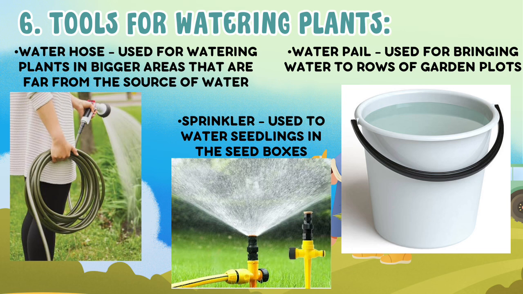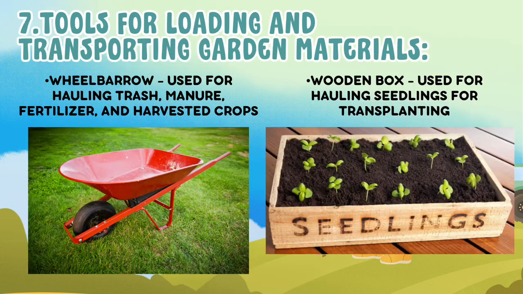For number 6, we have tools for watering plants. Number 1 is water hose, used for watering plants in bigger areas that are far from the source of water. Number 2 is water pail, used for bringing water to rows of garden plots. And lastly, sprinkler, used to water seedlings in the seed boxes. For number 7, tools for loading and transporting garden materials. First we have wheelbarrow, used for hauling trash, manure, fertilizer, and harvested crops. Lastly is wooden box, used for hauling seedlings for transplanting.